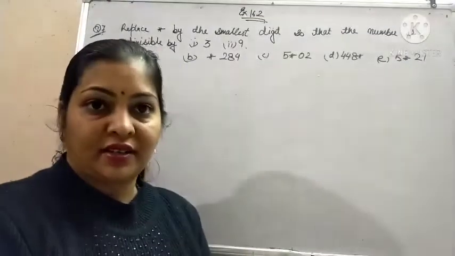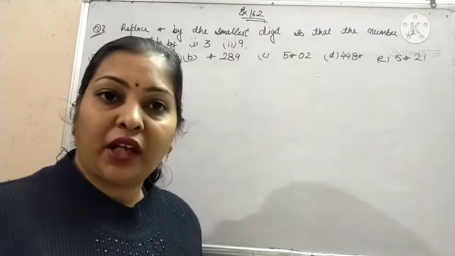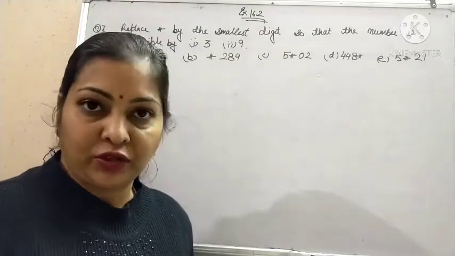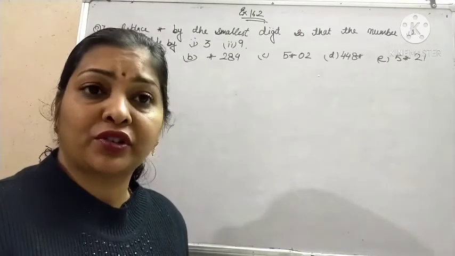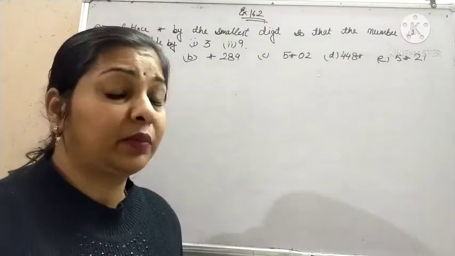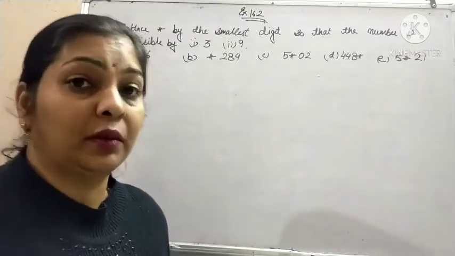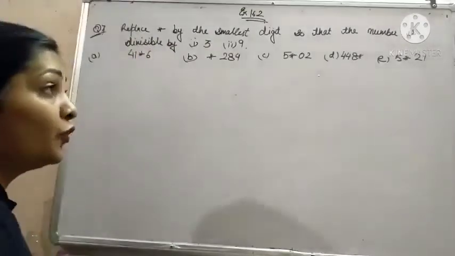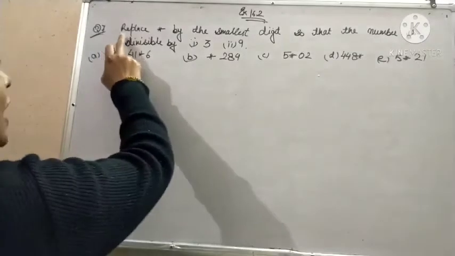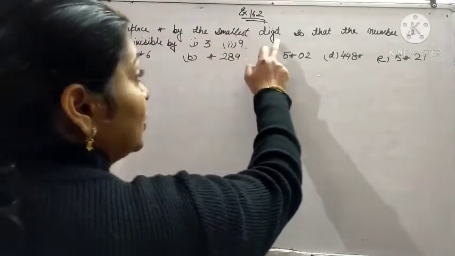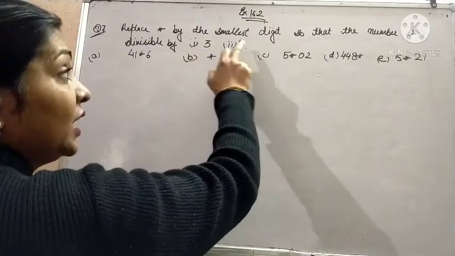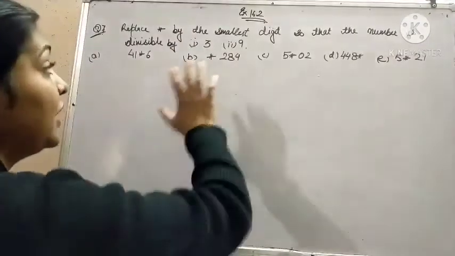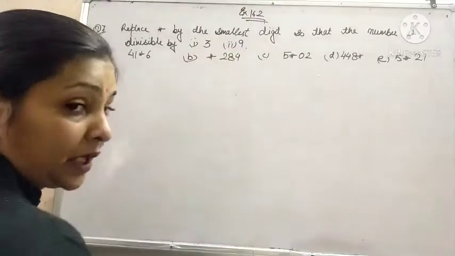Good morning, dear students. As you all are aware of divisibility rules, today we will discuss the most important question related to the divisibility rules which usually comes in exams. So what is that problem? You have to replace star by the smallest digit so that the number is divisible by 3 and 9. We have to take these queries separately.